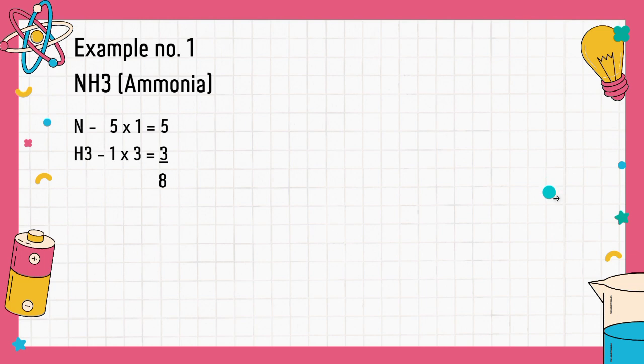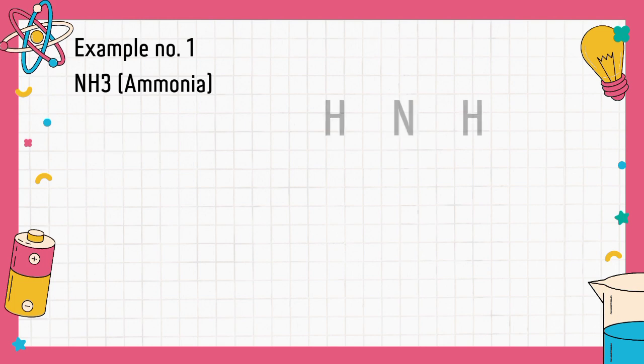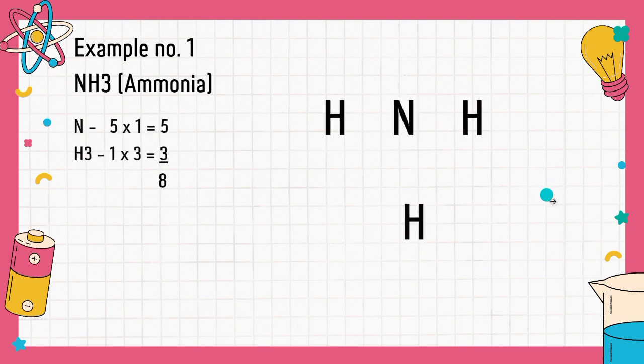Then for the second step, we need to find the central atom. And it is nitrogen or N, because it has the least amount of atoms. And we will write it correspondingly. For the next step, we need to draw single bonds to the central atom. Like this.